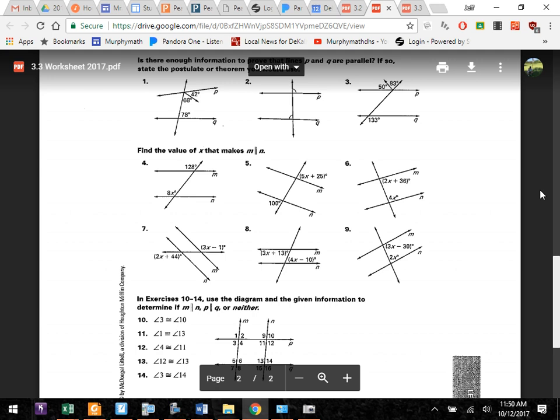Again, guys, again, this one was set up just for you to do it on paper. You didn't need a diagram for these things. All right?